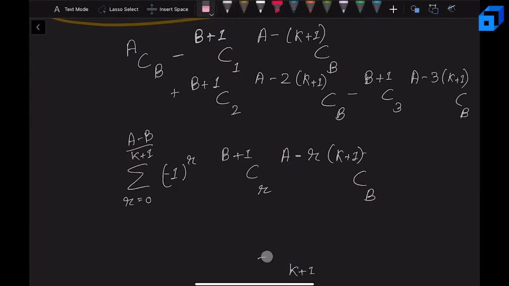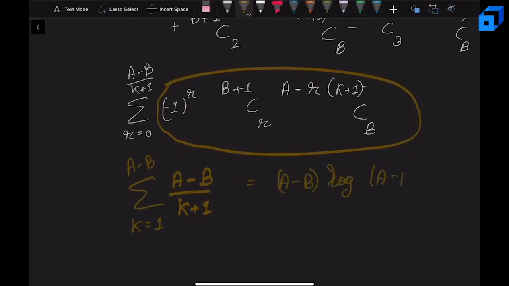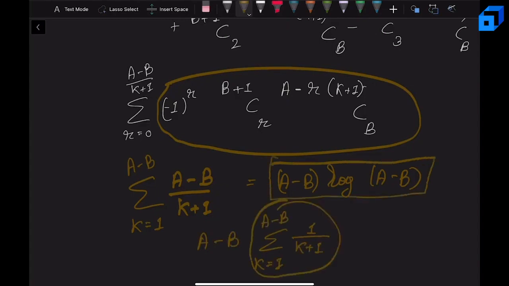Referring to the previous video, we can calculate NCR in O of 1 by pre-storing the factorials and inverse factorials. So calculating this answer for a fixed K will take (A minus B) upon (K plus 1) time. If we sum it for all the K's from 1 to A minus B, this will actually be (A minus B) log of (A minus B), because we can take this A minus B out. So this will be (A minus B) into sigma 1 upon (K plus 1), where K ranges from 1 to A minus B, and we know that the sum of this harmonic series is log of (A minus B). So the total time complexity of calculating this formula is (A minus B) into log of (A minus B).